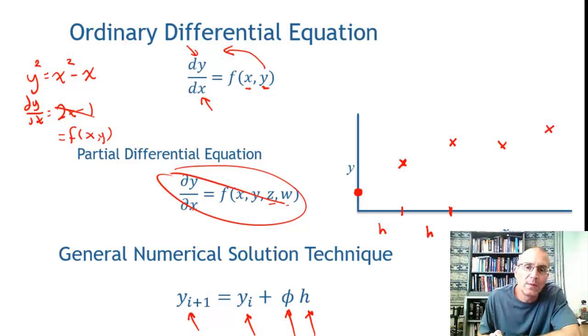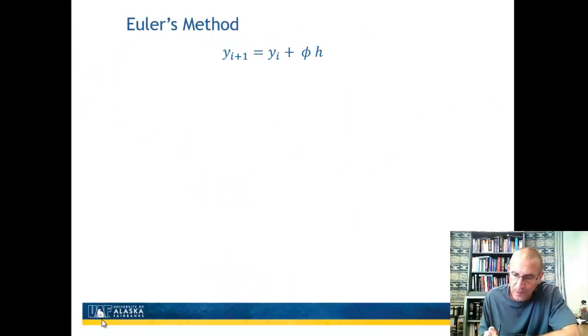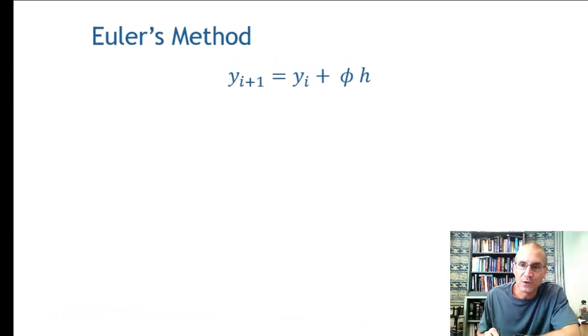So in general, what we're going to be looking at in this video is what the different functions phi are, the different ways we can determine what that weighting function is. So first I want to talk about Euler's method. This is the most simple implementation, and this is usually kind of your first go-to when you want to integrate an ordinary differential equation.